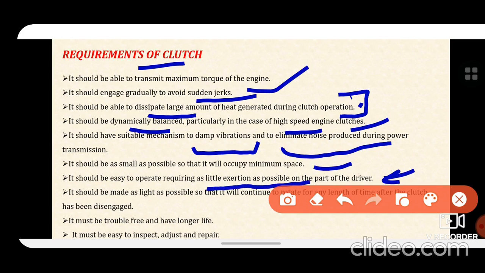It should be made as light as possible so that it will continue to rotate for any length of time after the clutch has been disengaged. Then the next requirement is it must be trouble free and have a longer life, and it must be easy to inspect, adjust and repair. So all these points are very important which are required from the clutch.